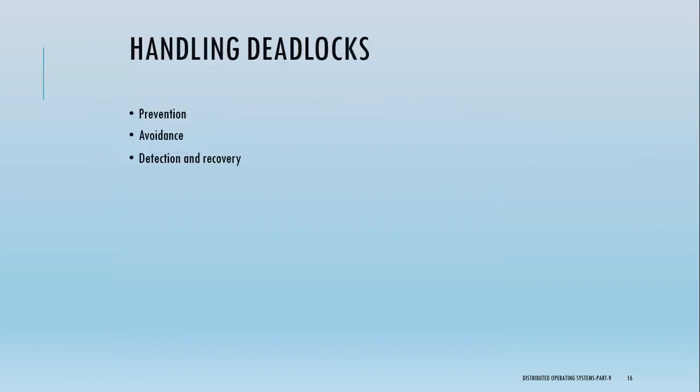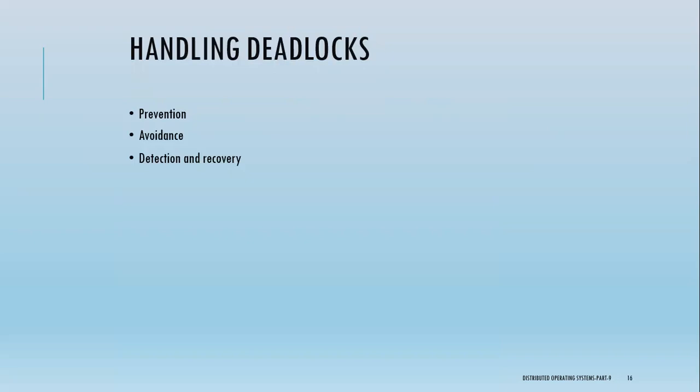Handling deadlocks: prevention, avoidance, and detection and recovery. Handling deadlocks in distributed systems. Deadlocks in distributed systems are similar to deadlocks in centralized systems. Therefore, the description of deadlocks presented above holds good for both centralized and distributed systems. However, handling of deadlocks in distributed systems is more complex than in centralized systems because the resources, the processes, and other relevant information are scattered on different nodes of the system.